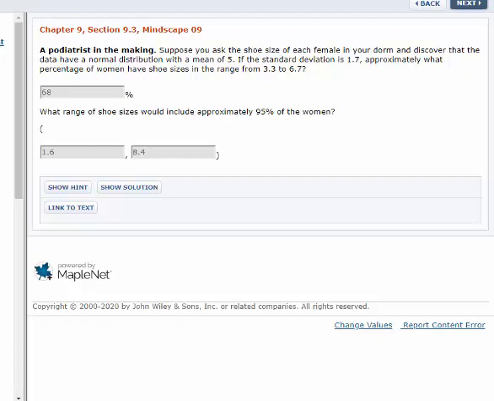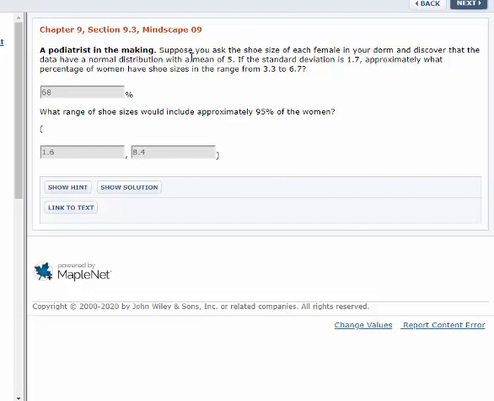A podiatrist in the making. Suppose you ask the shoe size of each female in your dorm and discover that the data have a normal distribution with a mean of 5. So whatever shoe size doesn't matter, but the average is 5 with the standard deviation of 1.7. Okay, first question says approximately what percentage of women have shoe sizes in the range of 3.3 to 6.7?